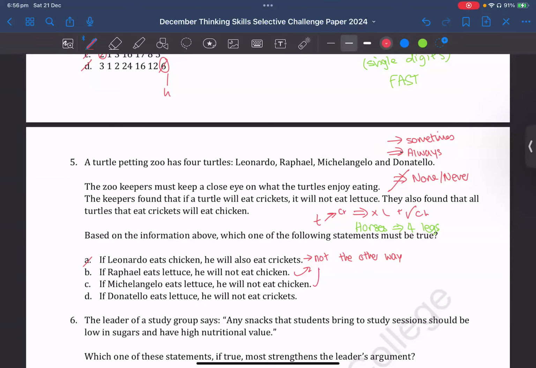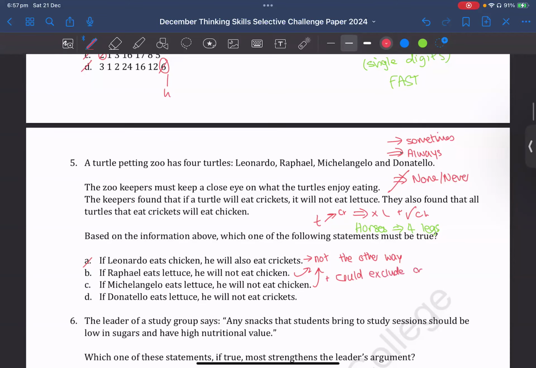Once again, same thing. I think over here, it's also important to note that the main reason why this works is that this could exclude crickets, right? And if both of these turtles did eat crickets, then of course that's correct. But here we don't know if they eat crickets or not. So that's why B and C are wrong.